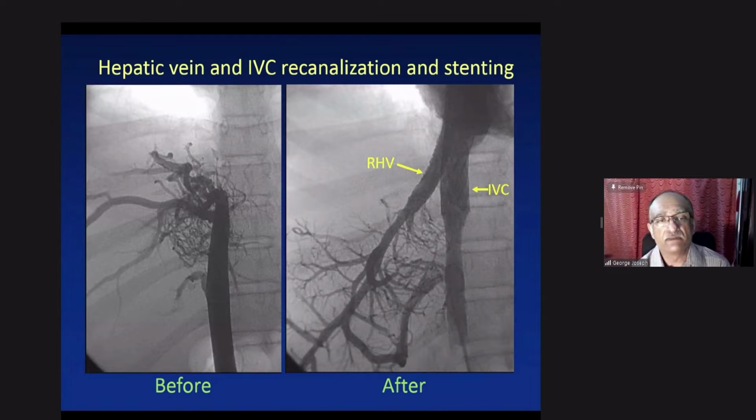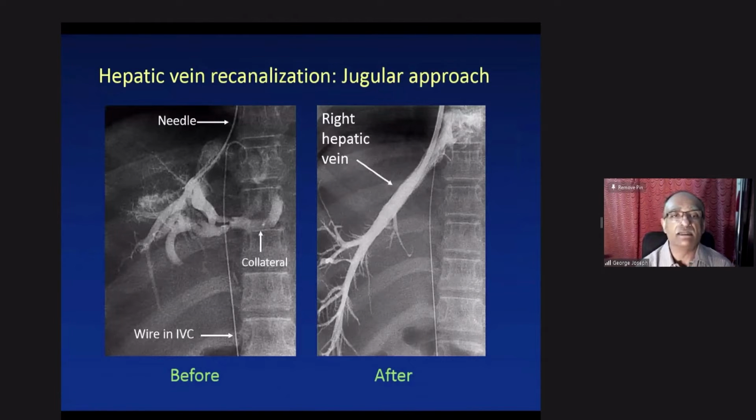Now, this is the problem we more often encounter, where both the IVC and the hepatic veins are occluded, and unless we open the hepatic veins, the patient is not going to improve clinically. So here's an example where both the IVC and the right hepatic vein were recanalized and stented. So how do we recanalize these hepatic veins, which are occluded terminally, at their end in the IVC?